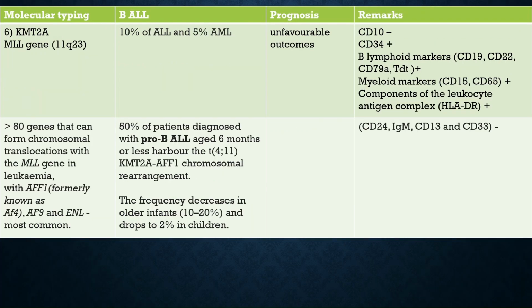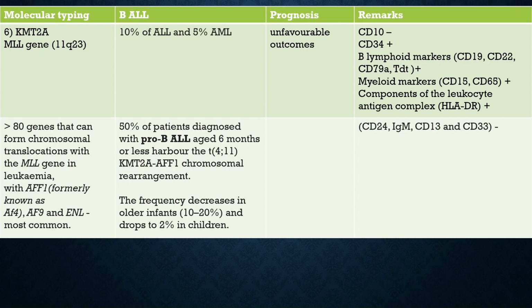Sixth is KMT2A rearrangement. KMT2A, also known as the MLL gene, is present on 11q23. It is present in 10% of ALL and 5% of AML. More than 80 genes can form chromosomal translocations with the MLL gene in leukemia.